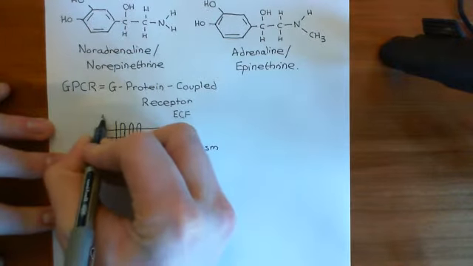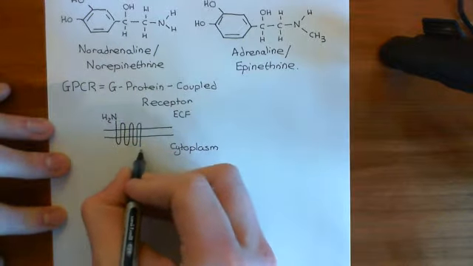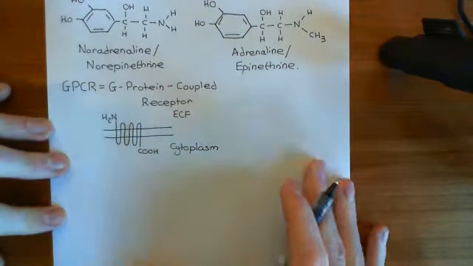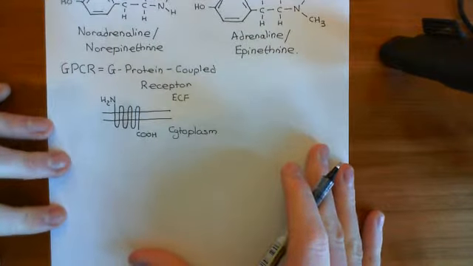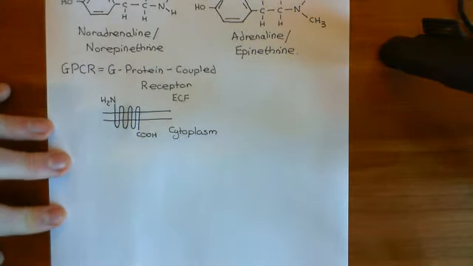Okay, so the amino terminus of the G protein coupled receptor will be extracellular, and the C terminus of the G protein coupled receptor will be intracellular. Okay, so this is a structure that all G protein coupled receptors share. Okay, now G protein coupled receptors are the biggest family of proteins we know of. In humans alone, there are 800 different G protein coupled receptors that are known.